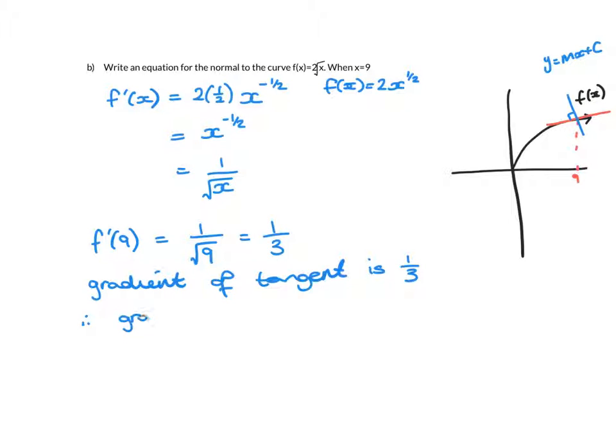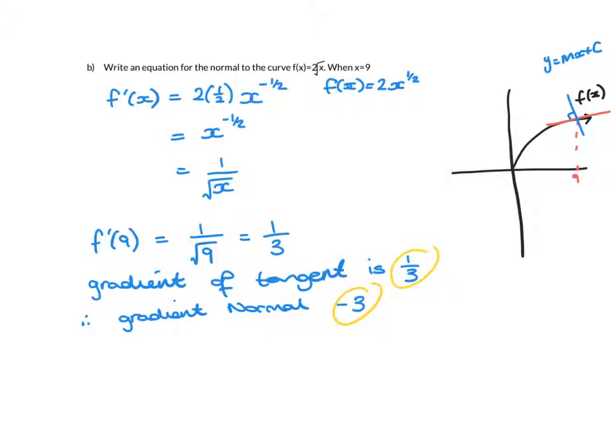Therefore, the gradient of the normal, now remember what we do there is we turn it upside down and change it from positive to negative, or vice versa. So the gradient of the normal becomes -3, so that these two gradients, when multiplied together, need to equal -1. That's the definition. The two gradients multiplied to give -1, but you can just remember, if you turn it upside down, one's positive, one's negative.